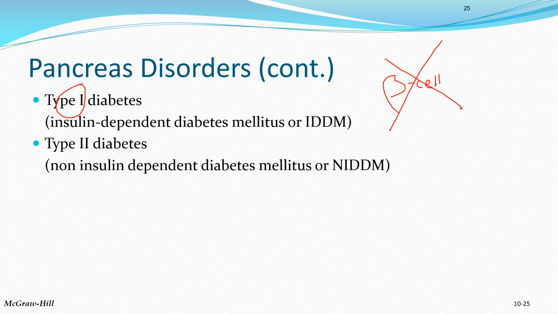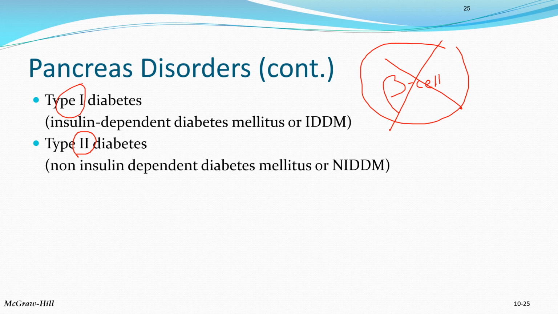Type 2, now in America occurring earlier and earlier. That's when you stress out your body. So if you eat a large meal, your body dumps a lot of insulin. You eat another large meal, your body dumps a lot of insulin. And then your beta cell goes, you know what, I'm tired. I don't want to make any more. So they don't make enough.